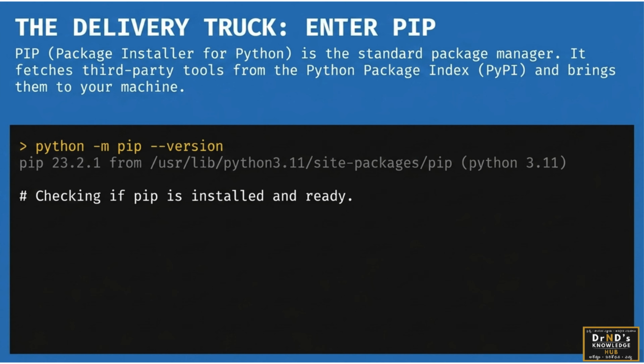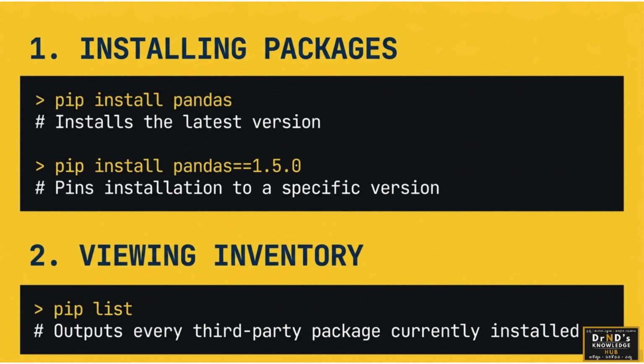Before installing any package, it is always a good idea to verify that PIP is available. We can type python -m pip --version. This command displays the installed version of pip. If the version appears successfully, your computer is ready to install Python packages. Now, let's see how these packages can be installed.